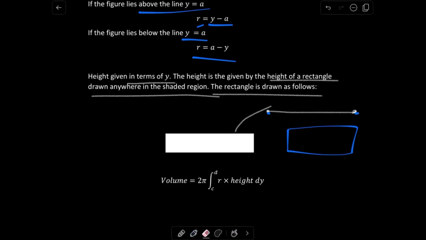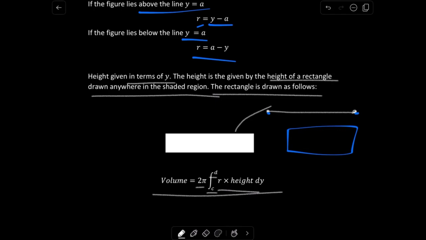Then it's super simple. Just substitute everything in the formula. The volume is equal to 2 pi times the integral from c to d. C and d are now y values. Those are your bounds of integration. And again, multiply your r by your height and then integrate with respect to y.